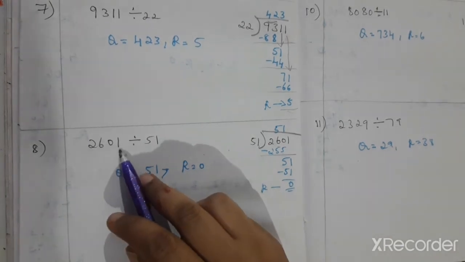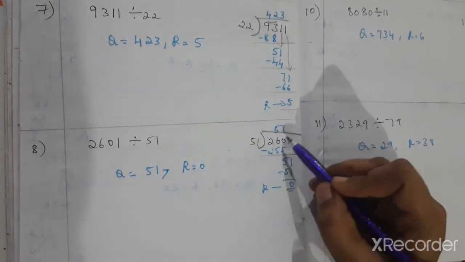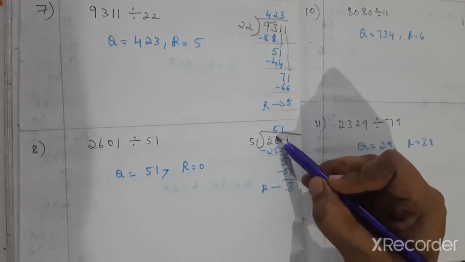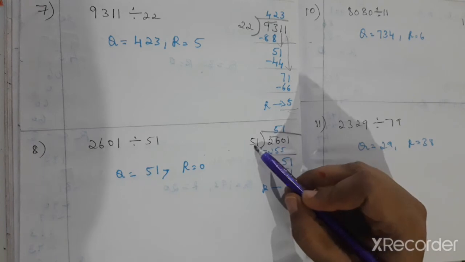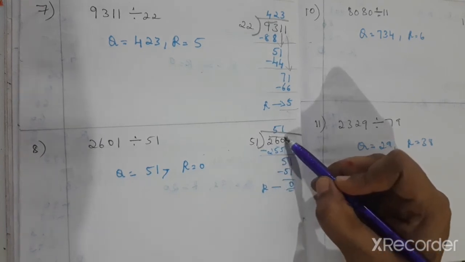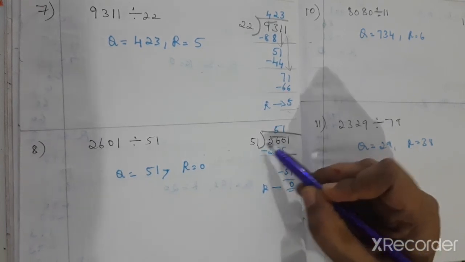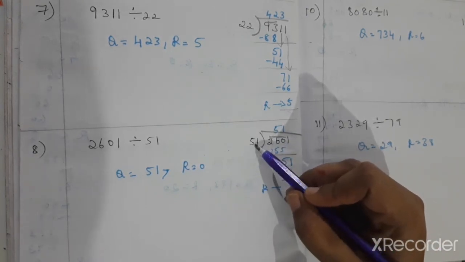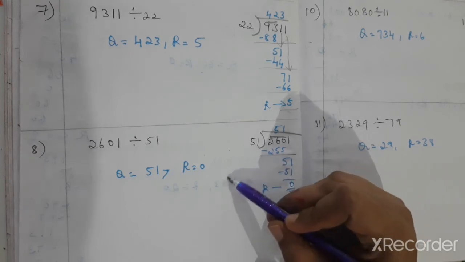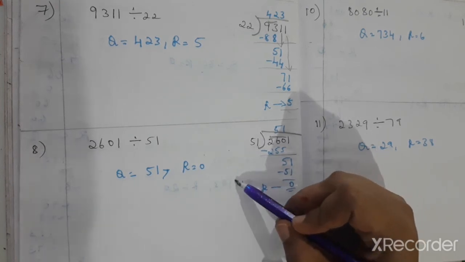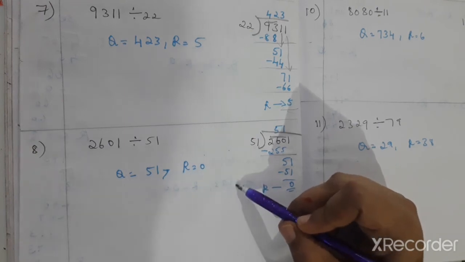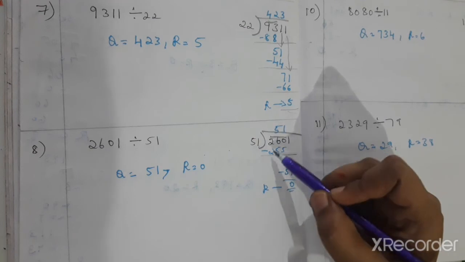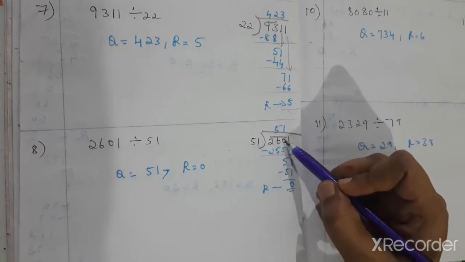Now 2601 divided by 51. 51 here, 2601. We can't take 2. 2 is less than this number. So we have to take 26. Again 26 is less than 51. So we have to consider 3 digits, that is 260. 260 is greater than this. Now 51's table we have to multiply in Excel because we can't remember the 51 table. First multiply 51 into 4, how much, then 51 into 5 how much, and 51 into 6 how much, which is the nearer one that we have to consider. 51 fives are 255, that is nearer to 260.